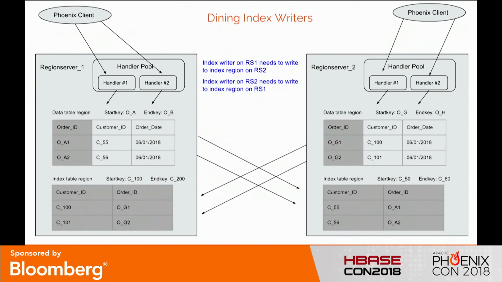Similarly, if I have a client writing on region server 2, it has a data table region, and the index table region that it needs to write to is on region server 1. This is a contrived example where I have only 2 handlers. Because my Phoenix client has used both of my handlers, I'm in a deadlock, right? I don't have any available handlers to handle the server-to-server RPC writes that I need to do.